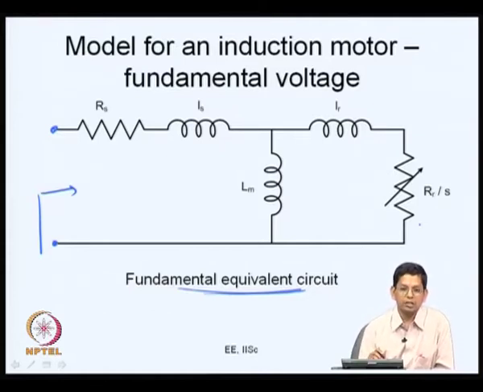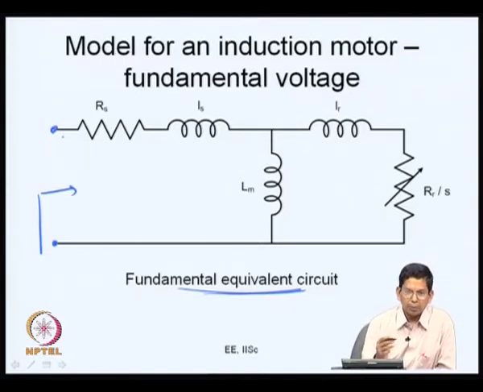So this is an equivalent circuit. What do we mean by that? When some fundamental voltage is applied, the current drawn by the machine is equal to whatever this fundamental circuit draws. That is, the terminal relationships are the same. For a certain amount of fundamental voltage, whatever current is drawn by the actual machine is the same as what is drawn by this circuit.